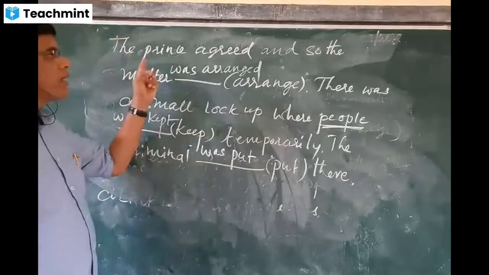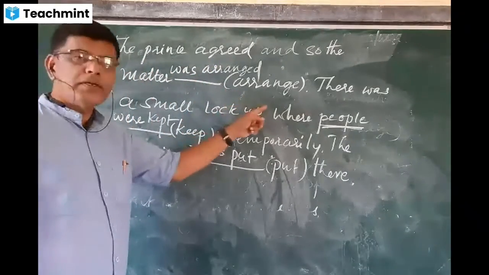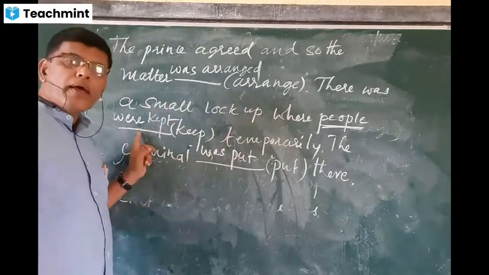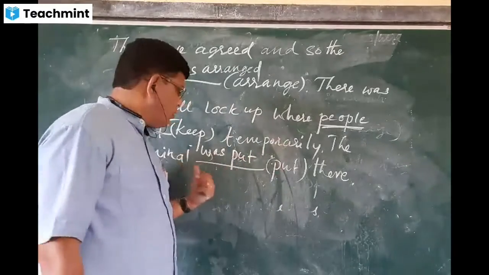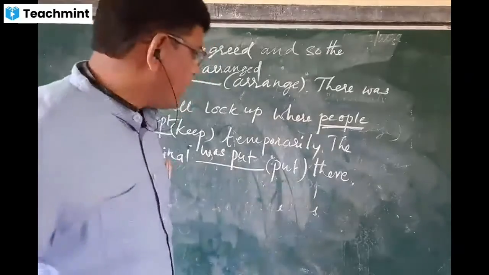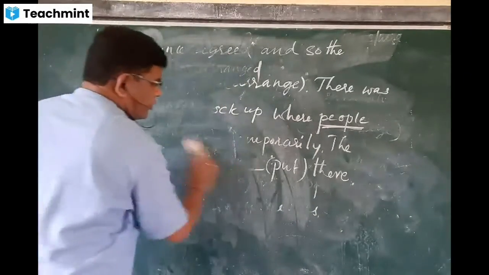So I will read it once again. The prince agreed, and so the matter was arranged. There was a small lockup where people were kept temporarily. The criminal was put there. So they are the passive forms of the verbs.